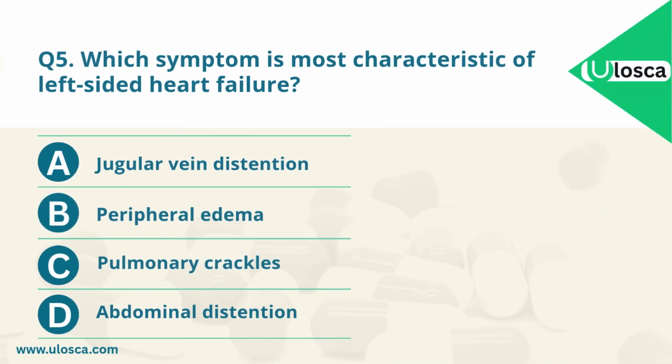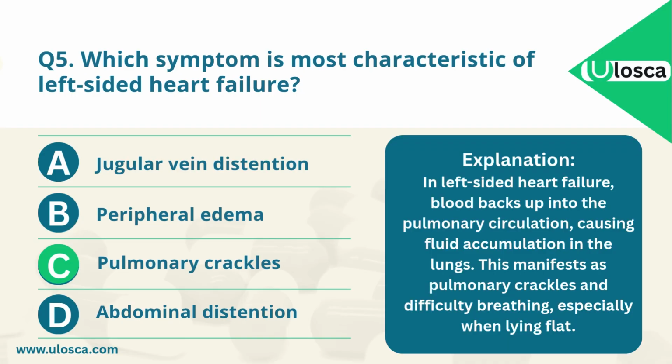The correct answer is C. Pulmonary crackles. Explanation. In left-sided heart failure, blood backs up into the pulmonary circulation, causing fluid accumulation in the lungs. This manifests as pulmonary crackles and difficulty breathing, especially when lying flat.